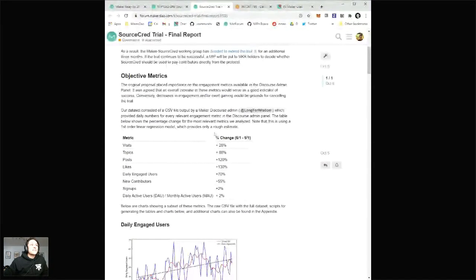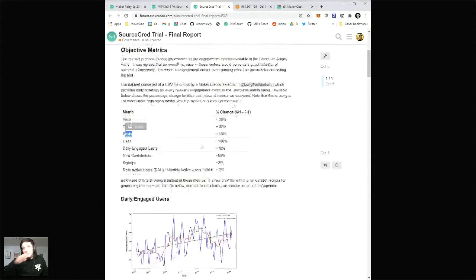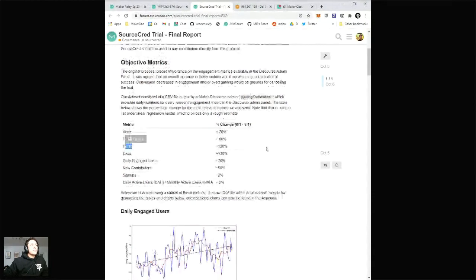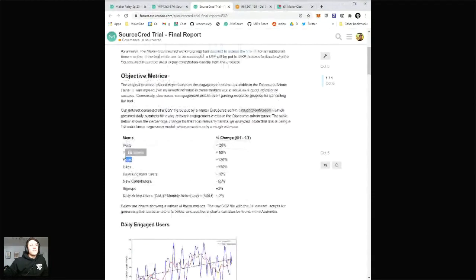And this has had objective increases, at least in the last 3 months. As you can see, the visits are up, the topics are up, the posts are up. Of course, you can't attribute all of this to SourceCred alone, but I'm sure that incentivizing forum activity has certainly helped surface good ideas, attract interesting people to actually look at what we're doing and participate.